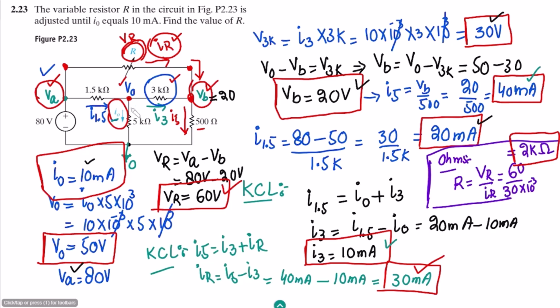So for finding it out, we have found out all the node voltages and all the branch currents in this circuit, and ultimately we have found that the value of this resistor should be 2 kilo ohm, so that it can provide the value of I naught equal to 10 milliamps. So that is the solution of our question 2.23.